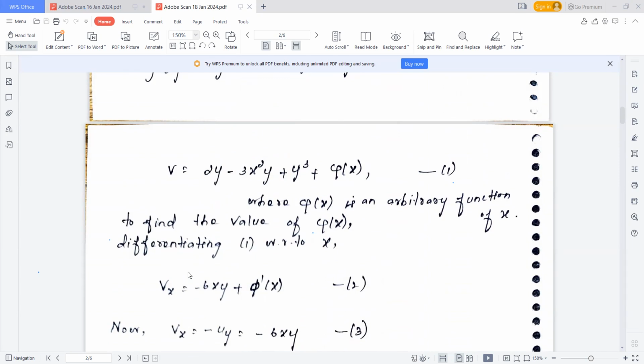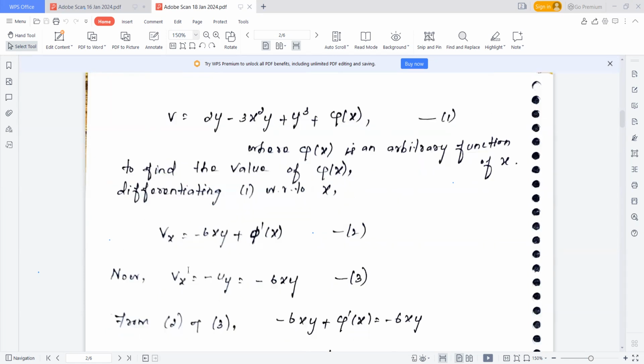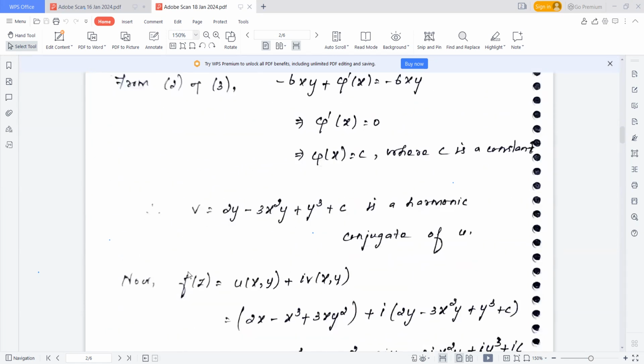So here we obtain either phi of x or phi of y. In order to find the value of phi of x, we use the other one. If you use Vx, then you have to use Vy to find the value of phi of y. If you use Vy, then you have to use Vx to find the value of phi of x. Okay. So I hope this problem is clear to you all.